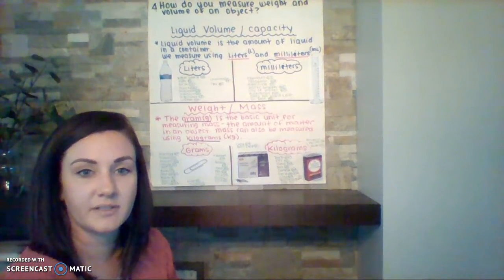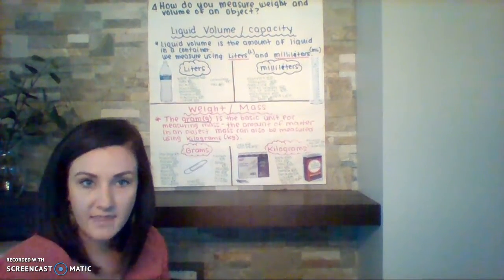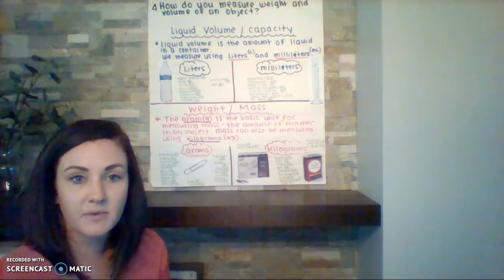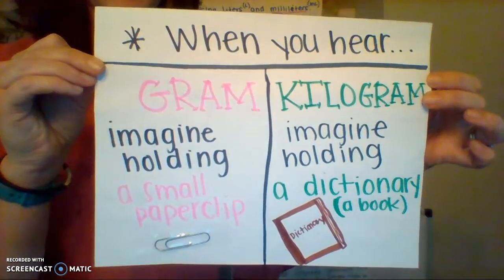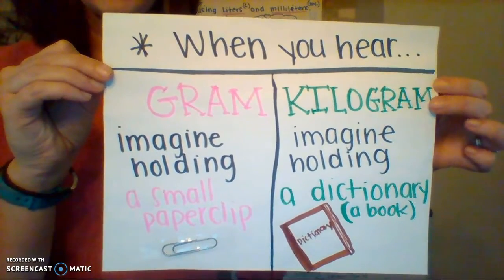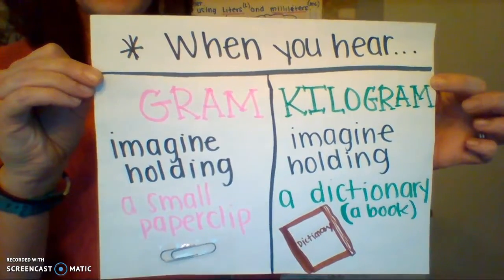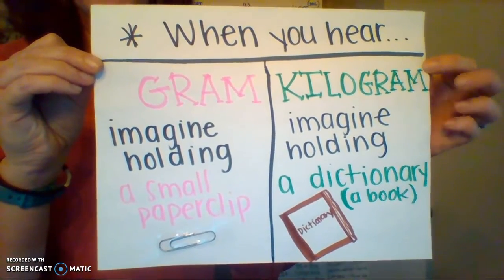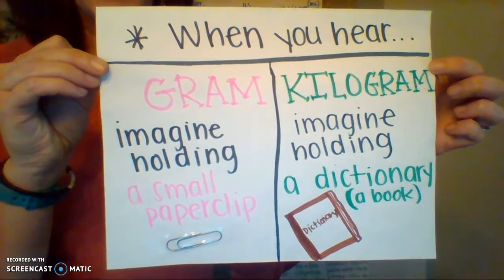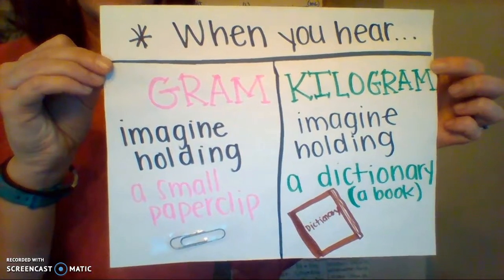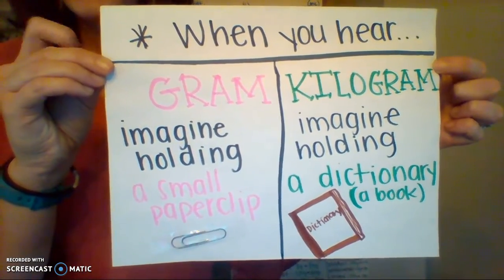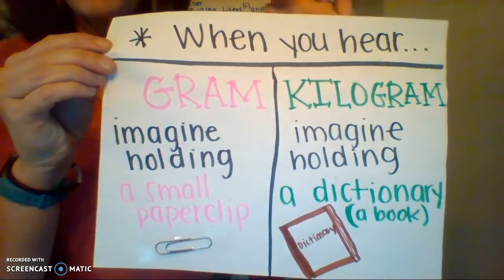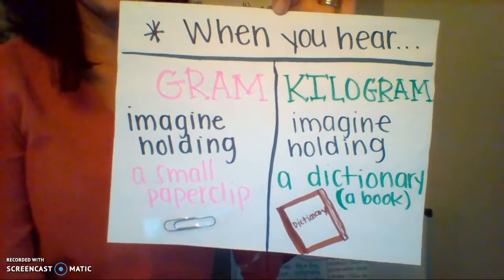Today we're going to do a few of these together, and then I'm going to let you get into some independent work so that you can try some on your own. As we go through some practice problems, remember that a gram is a small paper clip, and a kilogram is a dictionary or a book. Think about those as we go through and estimate some of our mass.